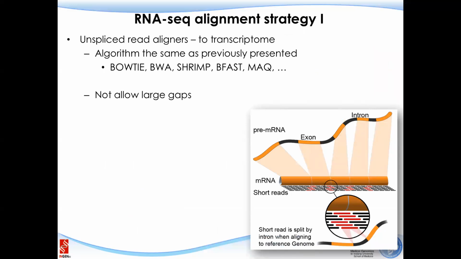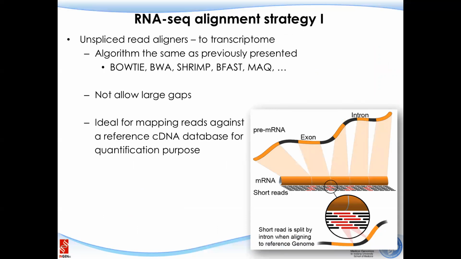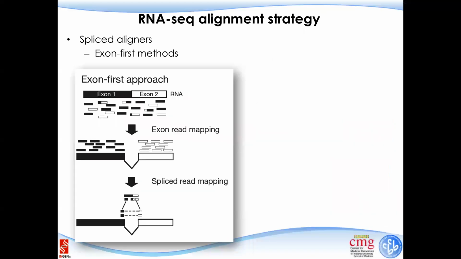The first strategy we have talked about is unspliced read aligners. It's just a direct map to the genome, and this method doesn't allow large gaps. For example, Bowtie is used in the TopHat pipeline. We will see it later. These methods are ideal for mapping reads against a reference cDNA database for quantification purposes, because in cDNA you have already known all the transcripts, so it is the same as linear genome alignment. But it's not good for identifying novel transcripts. There's no way to study, for example, alternative splicing.